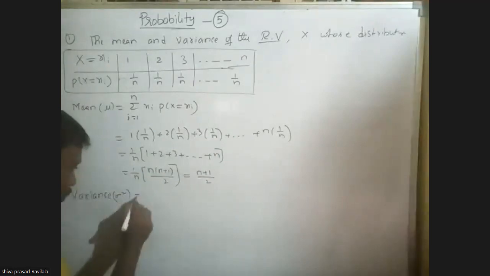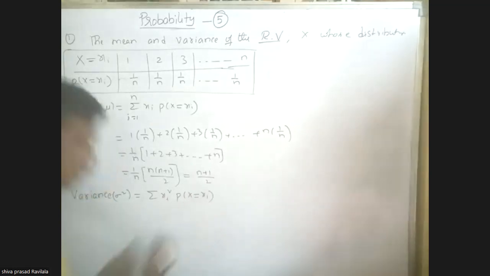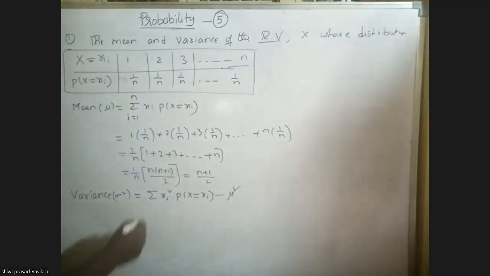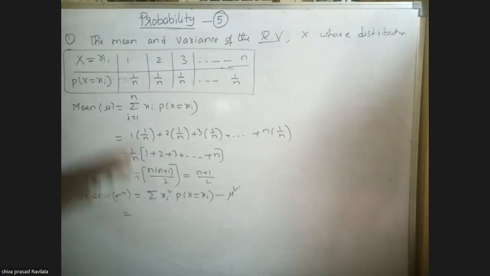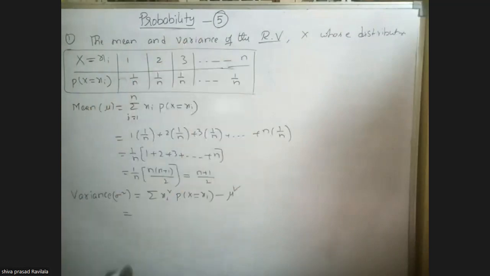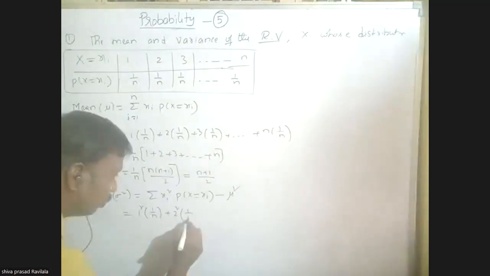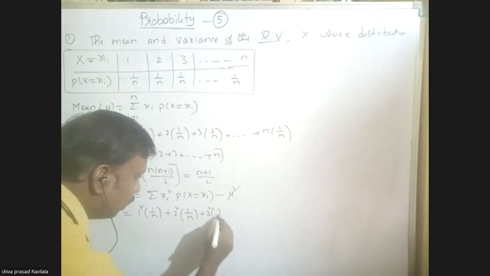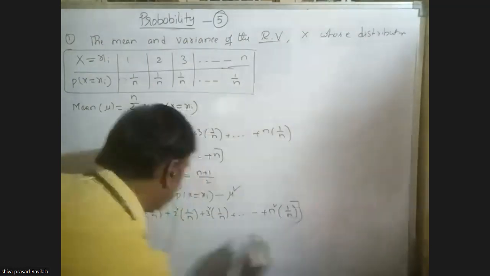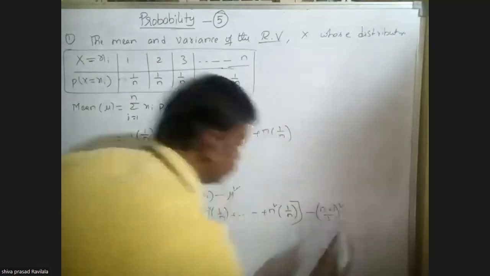Variance sigma square is equal to summation Xi square into probability of X is equal to Xi minus mu square. Summation Xi square, where Xi values are 1, 2, 3 and so on: 1 square, 2 square, 3 square, up to N square. So, 1 square into 1 by N plus 2 square into 1 by N plus 3 square into 1 by N plus so on plus N square into 1 by N, minus mu square. Mu value is N plus 1 by 2, whole square.